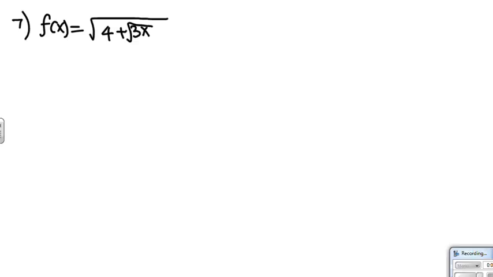So we're going to be going over the last 4 or 5 questions from last night's homework assignment. All right, so let's get going. Here, f of x was equal to square root of 4 plus square root of 3x.